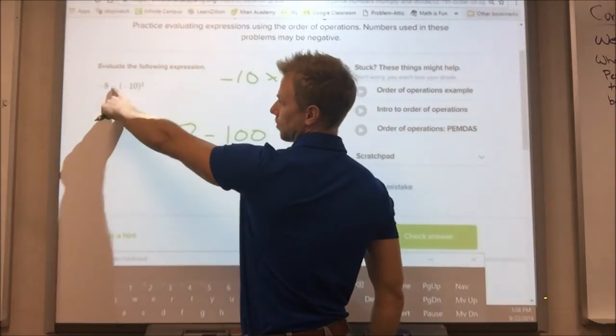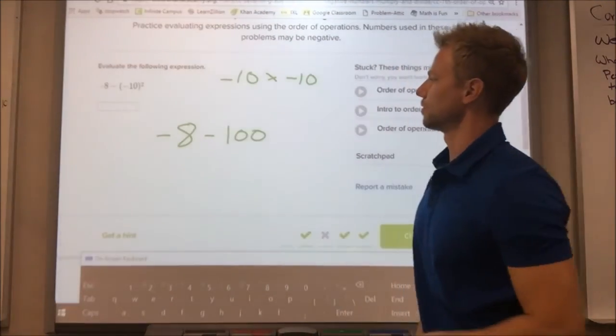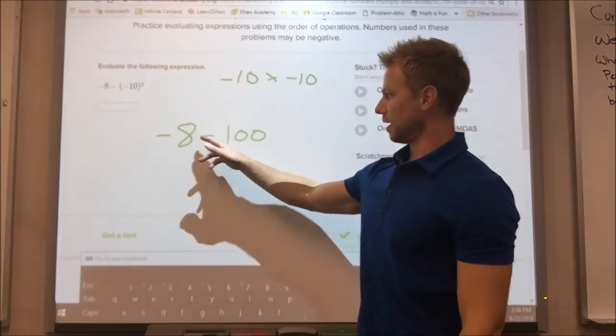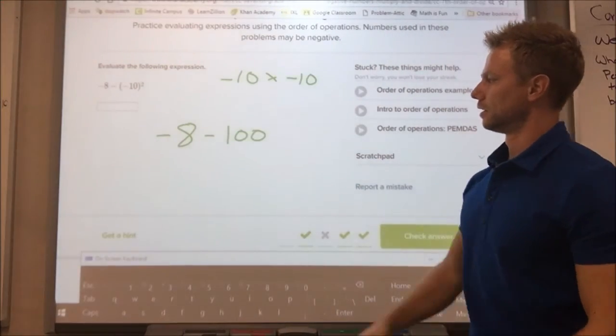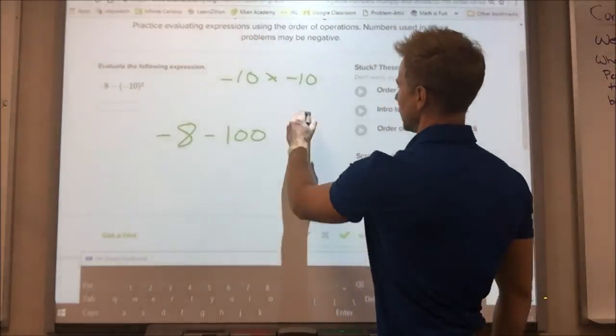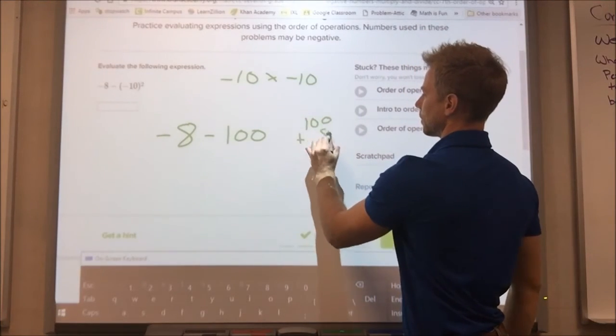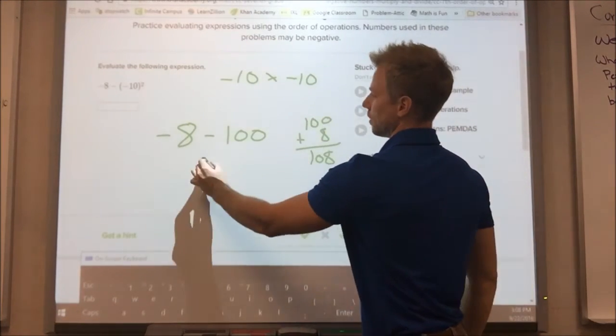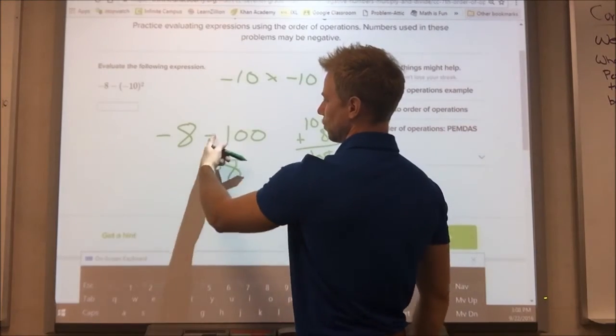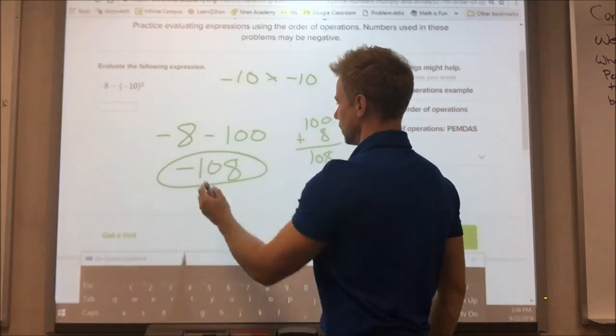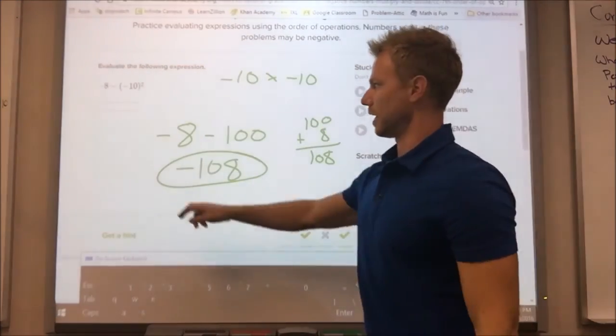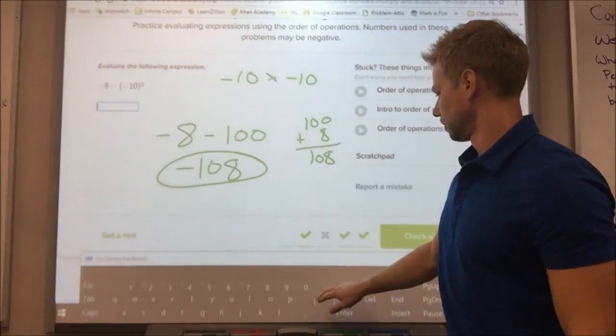This negative came from the negative that was outside of the parentheses. So now I have negative 8 minus 100. They are like, so I need to add those together. And the rule says keep the original sign. So I have to keep the negative. My answer is negative 108.